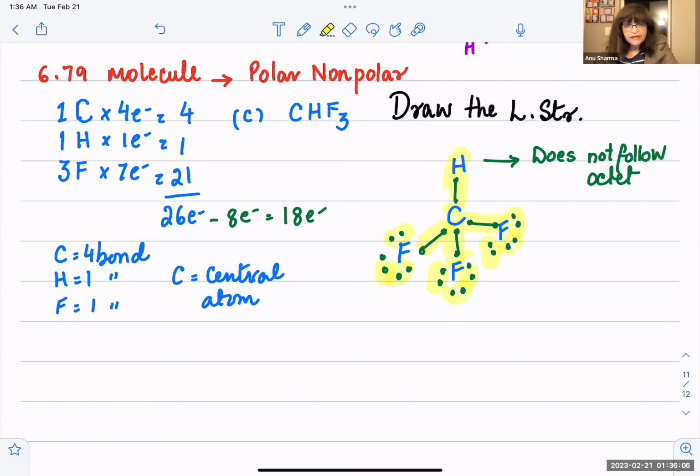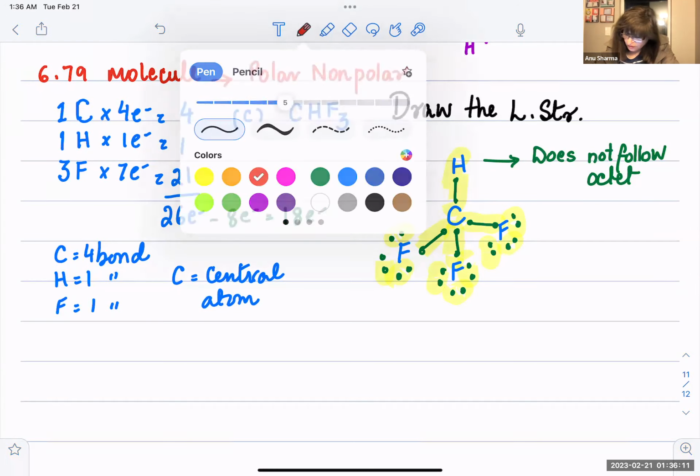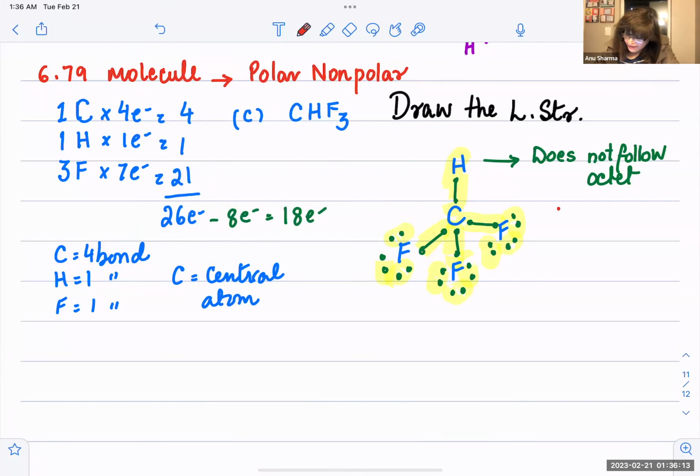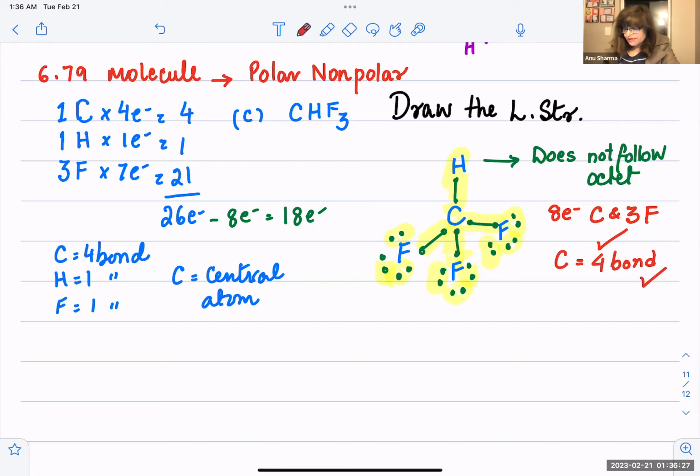So we see that the octet of carbon is met, octet of hydrogen is met, so the octet of carbon and hydrogen, all of them are met. So 8 electrons of carbon and 3 fluorines, right? So that's all met, happy state. Carbon wants to make 4 bonds, right? Always important to check. Carbon wants to make 4 bonds. It's making 4 bonds. Fluorine, only 1 bond, and fluorine is also making 1 bond. So this is a good structure, okay?